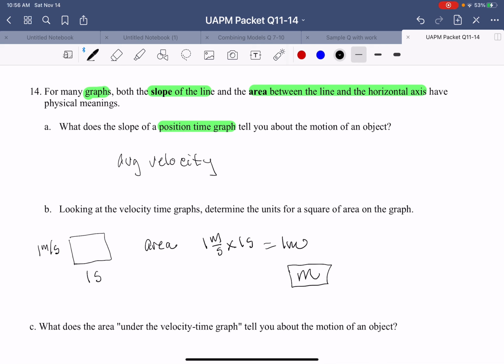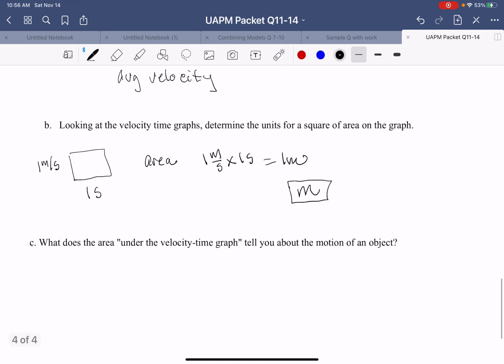All right, then it says, what does the area under the velocity time graph tell you about the motion of the object? And I hope you're all saying it with me together. It says the displacement. Okay? That's what it tells you, the displacement of that object.